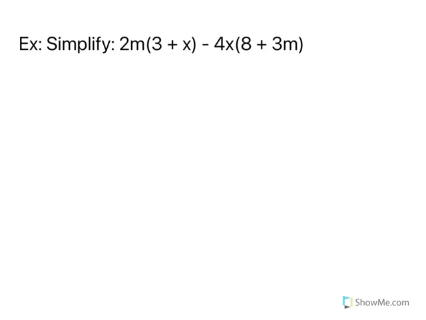Now we have our last one. Now we're going to combine some things. So 2m times the quantity 3 plus x minus 4x times the quantity 8 plus 3m. Again, we have to distribute. So 2m times 3 is 6m. And then I have 2m times x, which is positive 2mx.